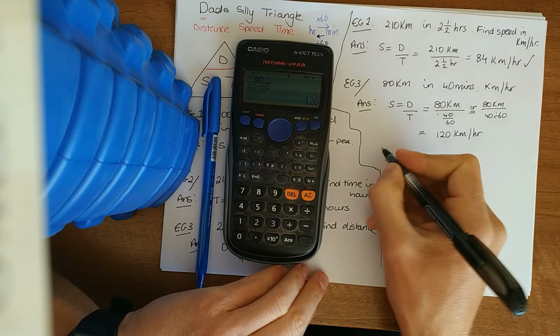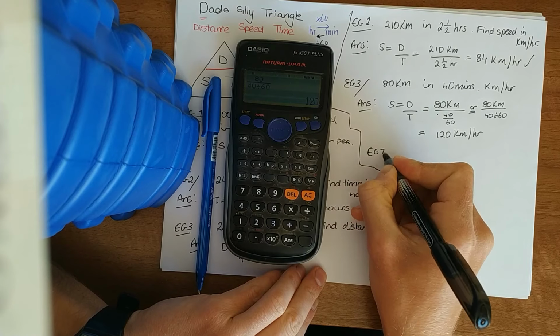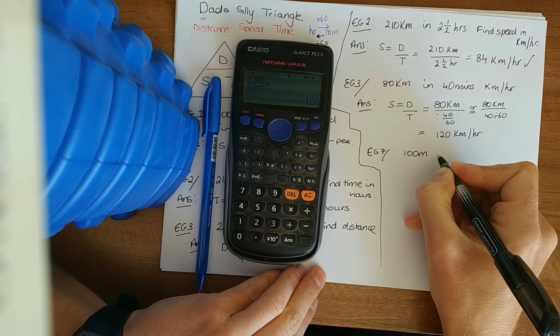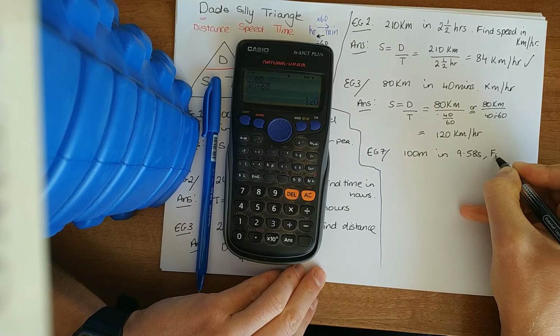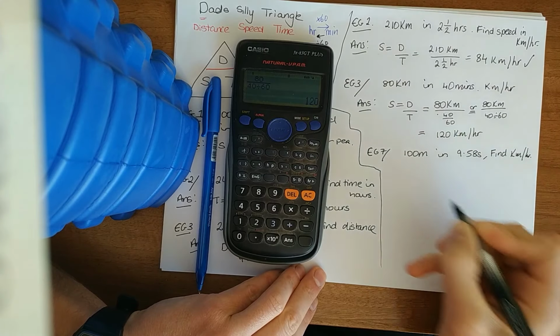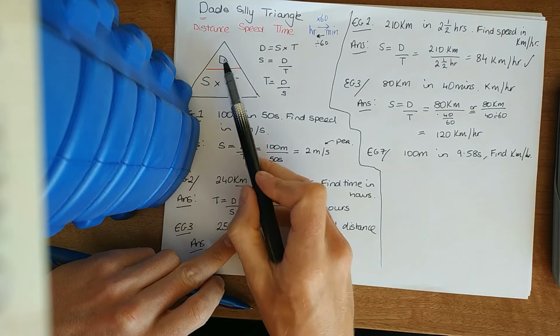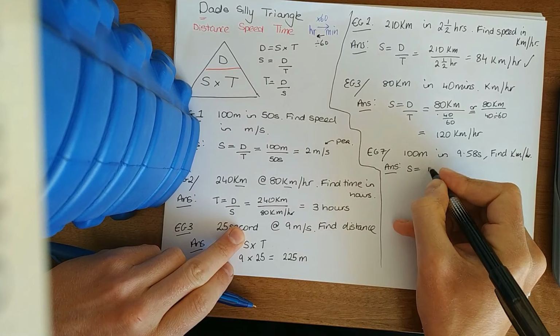And say there's a tough one. 7th example. Usain Bolt ran 100 meters in 9.58 seconds. Find speed in kilometers per hour. So speed, start off like you always do. S stands for speed. Speed is distance over time. And show your work here. That's where you'll build up your marks.